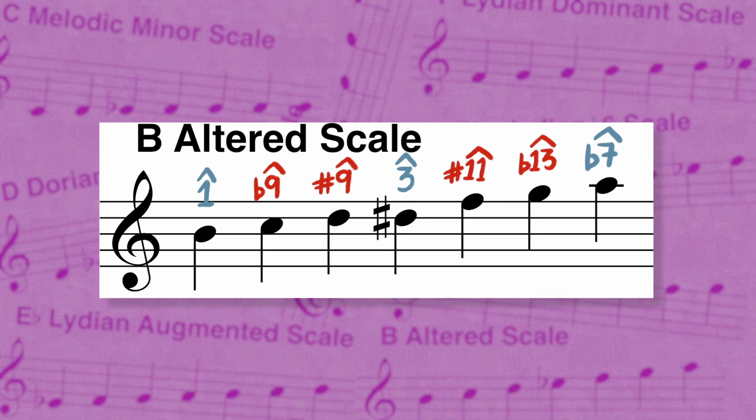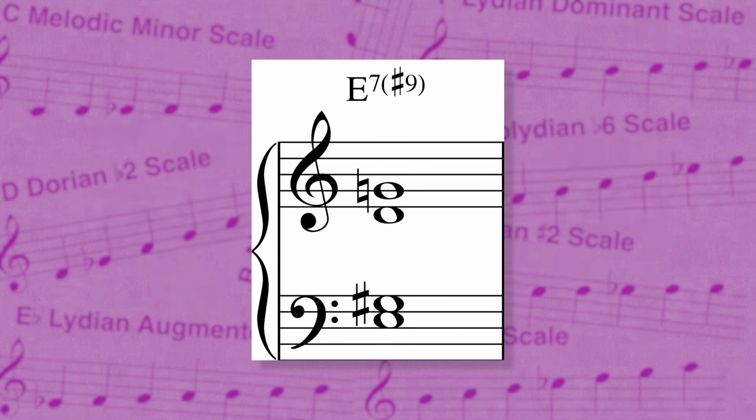So think of it like this: root, flat 9, sharp 9, third, sharp 11, flat 13th, flat 7. This is a great way of stankifying your dominant chords. Most often you'll see the altered scale used in the form of dominant sharp 9 chords, usually arranged in the voicing made famous by Jimi Hendrix. Root on the bottom, third, flat 7th, and sharp 9th on top.